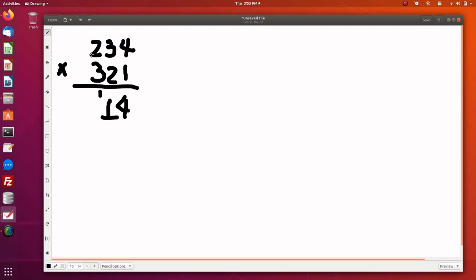So the next thing that we're going to do is to multiply this part. 2 times 1 and 4 times 3. So 2 times 1 is 2, 3 times 4 is 12. So 2 plus 12, that is 14. And then 3 times 2 equals 6. So 6 plus 14, that is 20, plus 1 here, so that's 21. 1 and then carry 2.